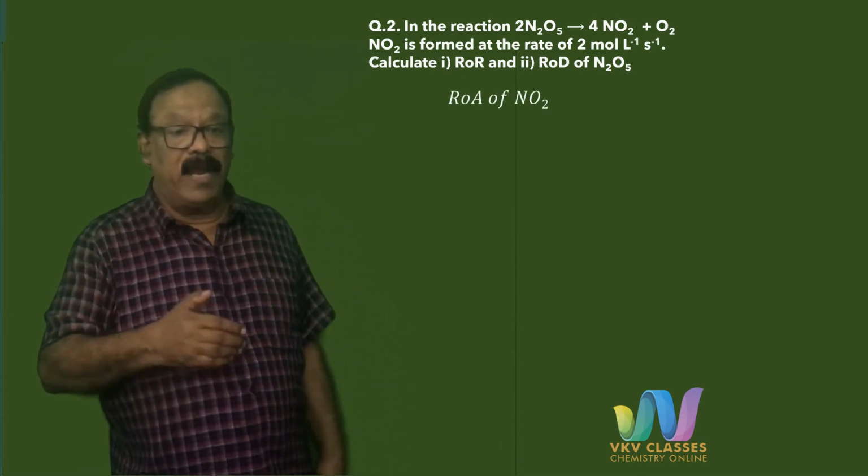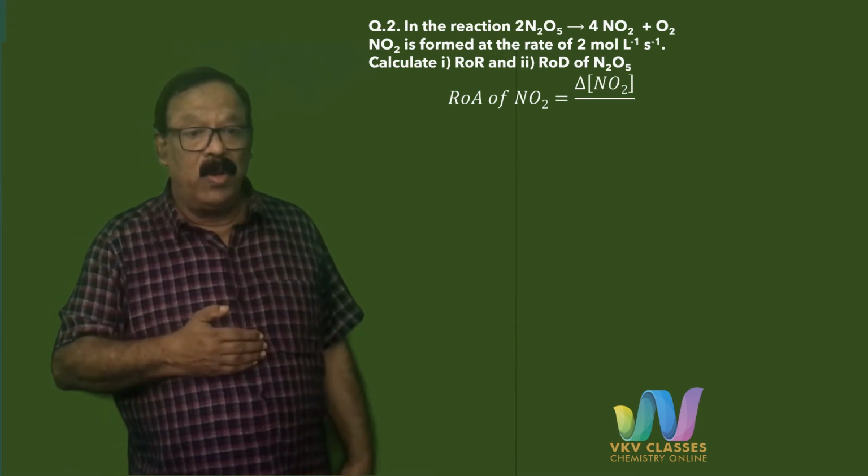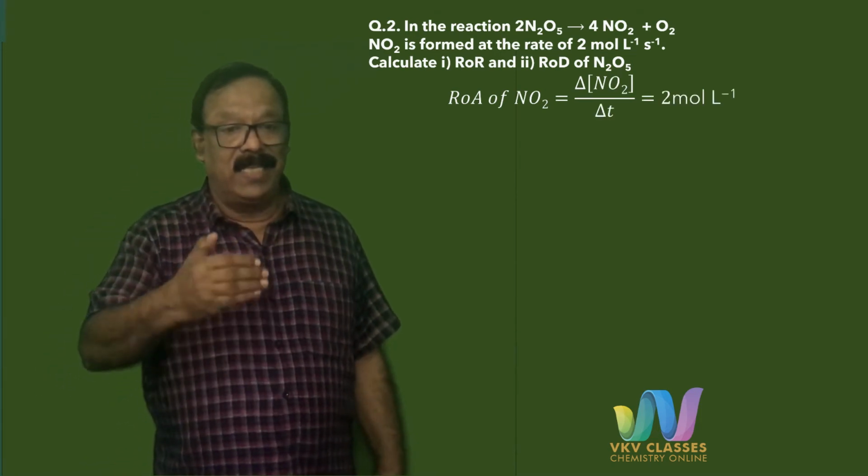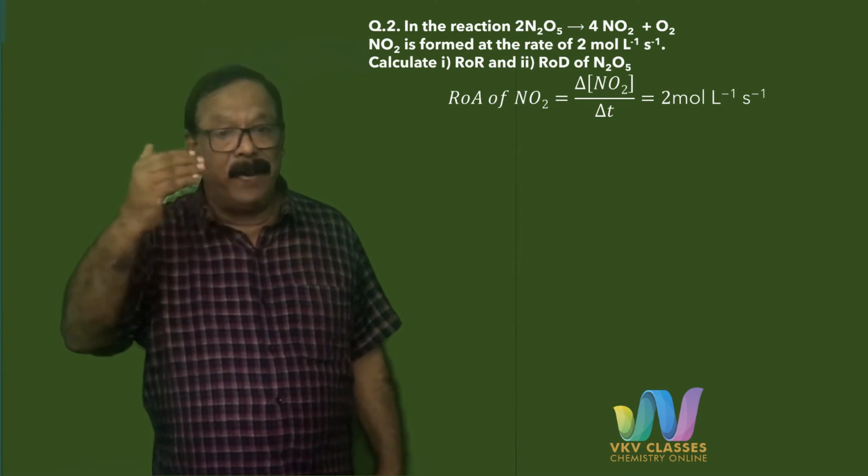So what will be the rate of appearance of NO2? That is delta NO2 by delta T. That is equal to 2 moles per liter per second.